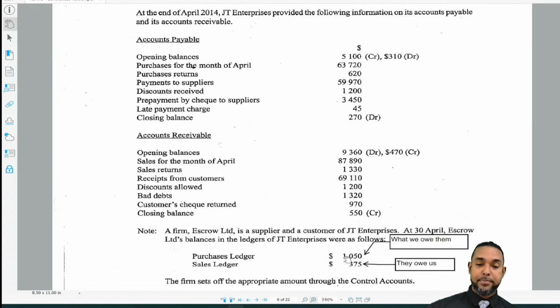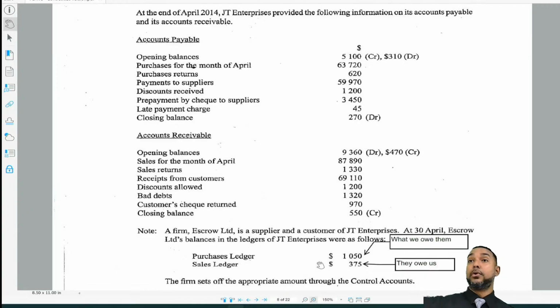And how they caught people was that they gave them 2 figures. Even up to this day, I did this solution on my YouTube channel back in 2019, and people still ask, well, sir, how come you left out the 1050? It says purchases. So remember, and I even put little annotations here, a firm, Escrow, is a supplier and a customer. So we buy from them and sell to them. Escrow Limited's balances are as follows. Right now we owe them 1050 and they owe us 375.